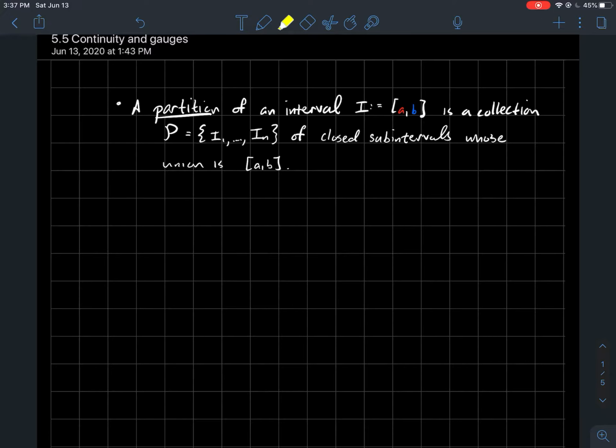This is a short video about partitions of an interval and about gauge functions. So what's a partition of an interval? Throughout this, I will take the interval to be closed, so I get both endpoints, A and B.